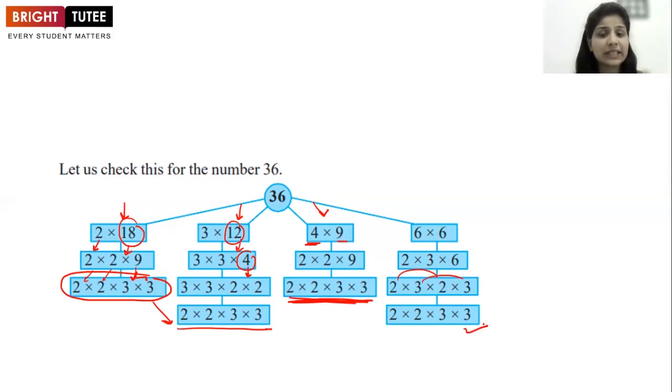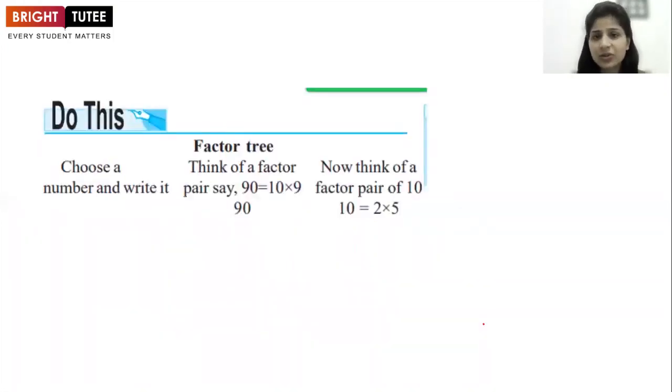So what we have to do is write the given number as the product of any two numbers, and then slowly convert them to prime factors. So what is prime factorization? When any number is expressed as the product of its prime factors, we say we have done prime factorization of that number. So let's do this activity. Choose a number and write it. Think of a factor pair, say 90. 90 is there.